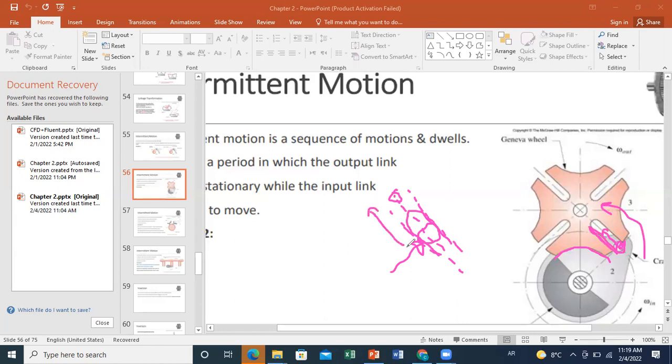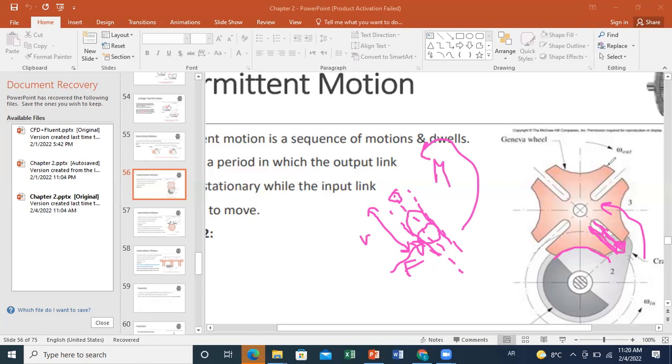So at a certain instant, whenever my point is within the slot, the couple created is the force of contact times the distance to the center. This force and distance will be variable, but whenever my point is within the slot, I am able to produce a couple, and this couple will lead to rotation. But this couple is variable. This is why the angular velocity of rotation of the Geneva wheel will be varying. We'll study this effect when we go to analysis of velocity, angular velocity variation, etc.